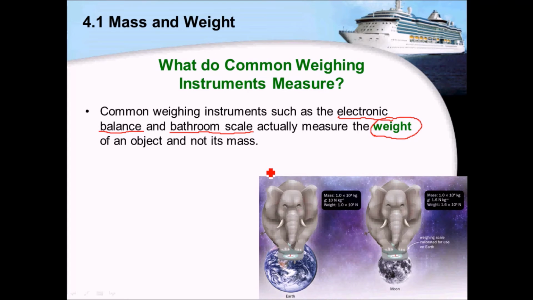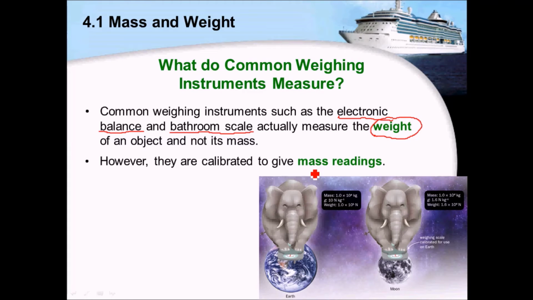So why is it that when you actually stand on a bathroom scale, it gives you kg instead of Newton? As you know, kg is mass, so why do they not give you Newton, which is weight in this case? The reason is that they are calibrated to give a mass reading. Your bathroom scale or electronic balance will give you kg, but it is actually measuring weight. They only convert the Newton to mass, but they are actually measuring using the idea of weight. Okay, so remember that.